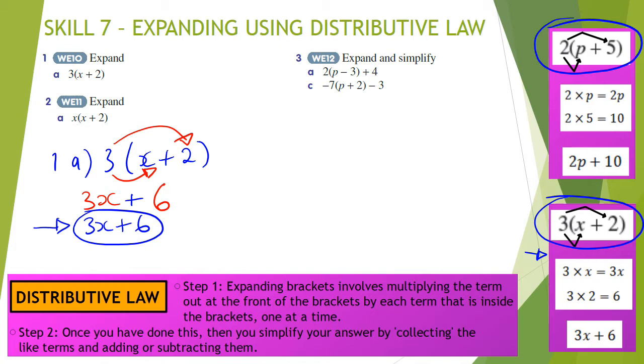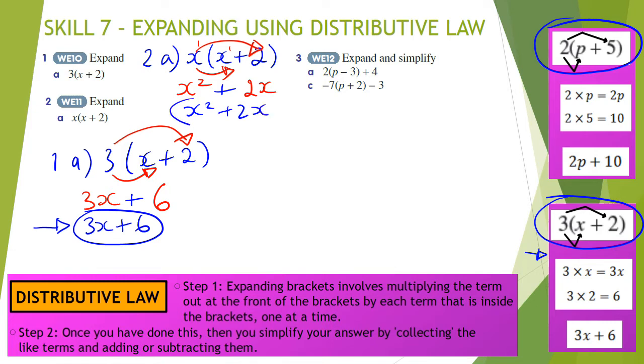Question 2a. We've got x out the front of x plus 2. Draw the arrows. X times x is x squared, remembering this is power of 1 and power of 1, and we add the powers. Put our plus symbol in, and then x times 2 is 2x. Our final answer, x squared plus 2x. And now we've got no more brackets, which is what we want.